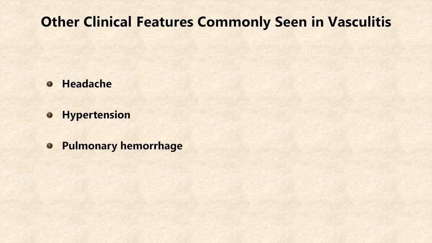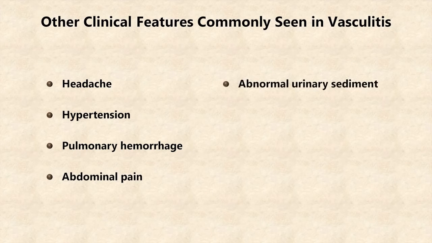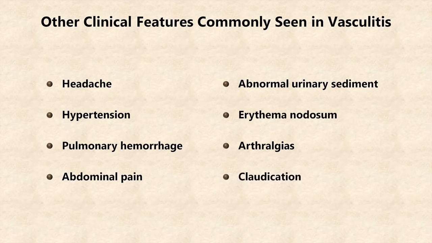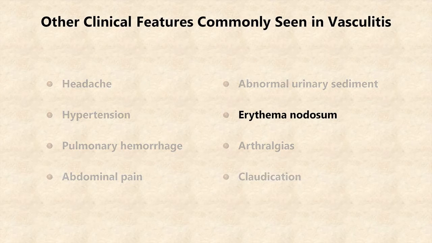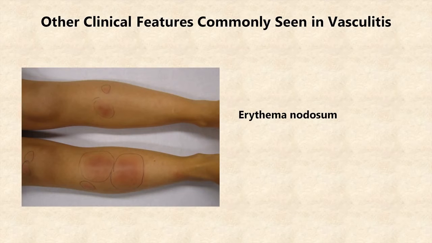In addition to these 4 clinical features, there are a variety of other features which are less specific but are also commonly seen in vasculitis. They include headache, hypertension, pulmonary hemorrhage without renal involvement, abdominal pain, abnormal urinary sediment, a skin condition called erythema nodosum, which consists of multiple red, tender nodules on the shins, arthralgias, and claudication. Here's a picture of erythema nodosum.